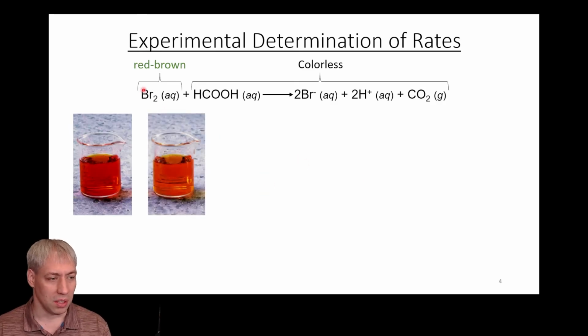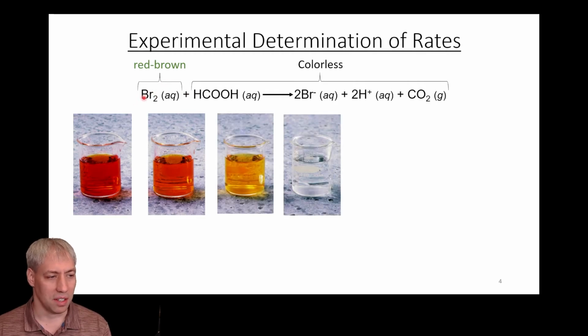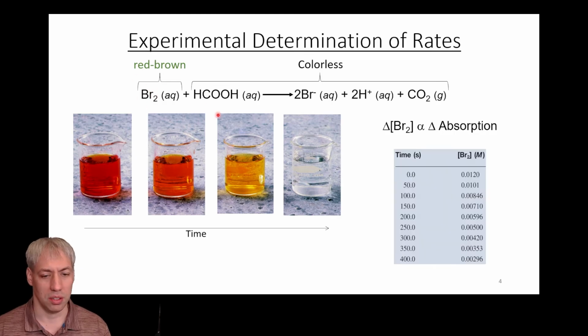And so while this reaction might start out red-brownish in color, as it progresses, it's turning Br2 and HCOOH into these guys here, which are colorless. And so you can actually see that over time. The color is disappearing. And so as it progresses, we can watch the disappearance of this Br2 species. And so the intensity of the color is directly proportional to the concentration of Br2. And so we'd use an experiment like UV-Vis to actually monitor color over time.